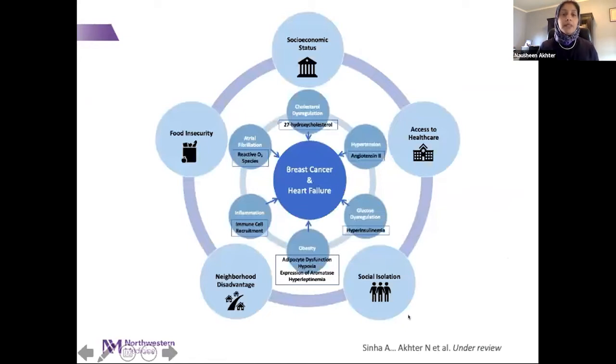And so when we think of our patients holistically, there's a great deal of overlap between the common risk factors between these two disease entities, breast cancer and heart failure. They are linked at many levels. They are linked at the social and environmental level, which can then lead to common risk factors and potentially common mechanisms that lead to both of these entities. This is a diagram that comes from a review that we recently submitted on the connection between social determinants of health and common risk factors between breast cancer and heart failure.